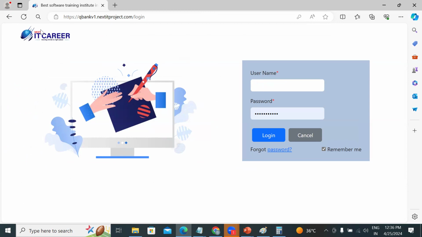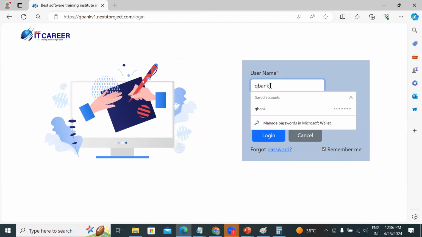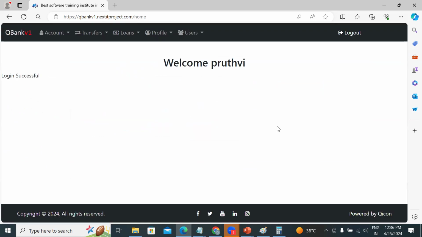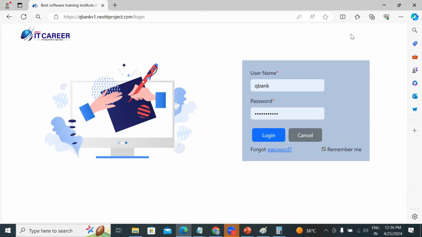Is the logo displaying properly or not? Spelling mistakes, displaying correctly or not. That is non-functional. You are not performing anything. But functional means QBank, password 123. You are entering something, performing some operation with respect to the application, and then you are verifying whether login is working properly. These are functional requirements. If I click on logout, does it logout successfully or not? This is functional.